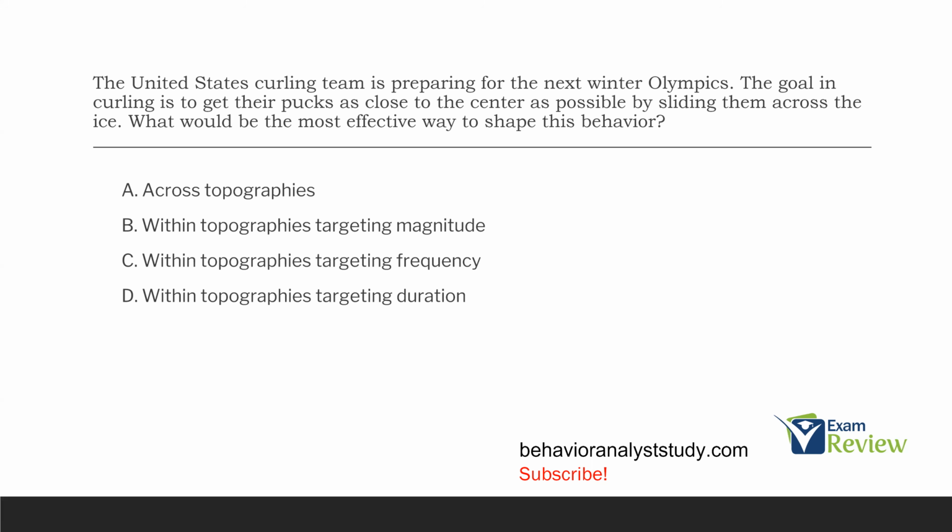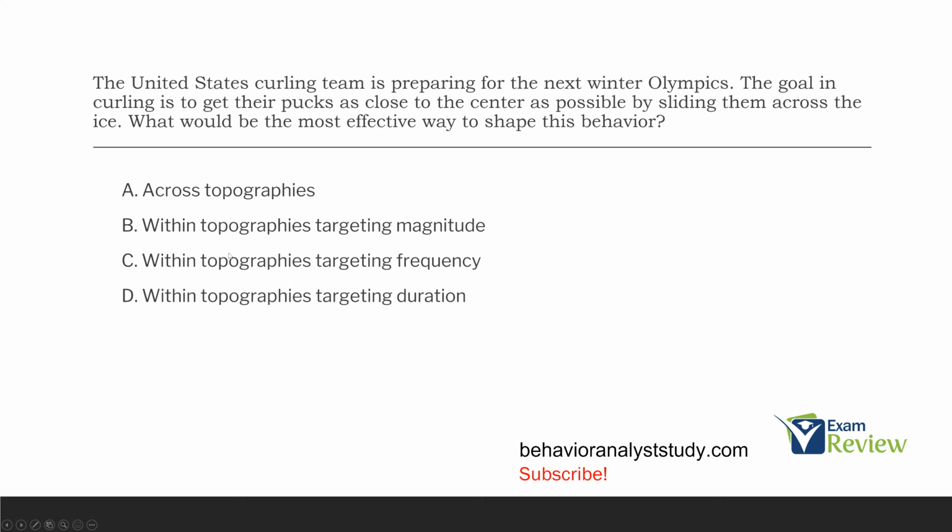Okay. We're not necessarily trying to do that though. All we're trying to do is really get this puck closer to the center. So the topography seems okay. We just need to go within that topography. And we're shaping a dimension inside that topography, which would be what? Well, are we going to shape across topographies? Not necessarily. We're not trying to change the overall behavior here, right? The topography is fine. We just need to dial it in.